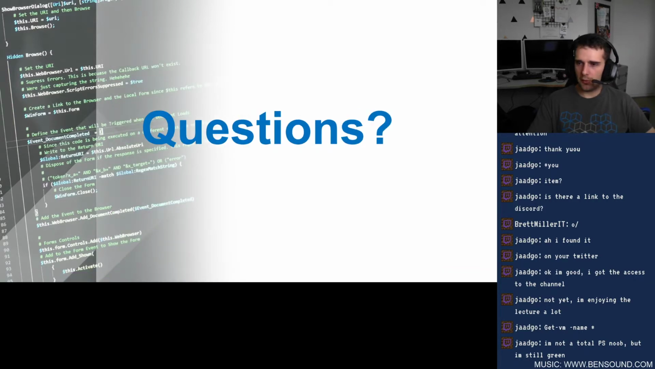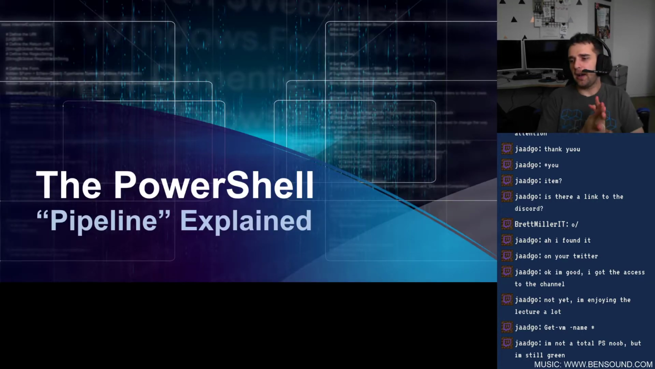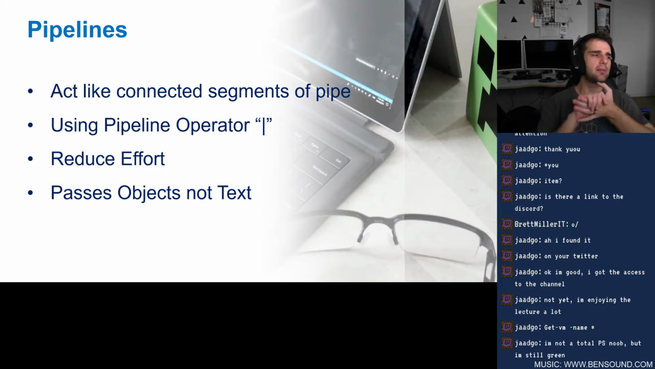Alrighty. Oh, we already asked for questions. Next part, PowerShell pipeline. So what we actually talked about previously, we're going to now talk about the pipeline, which is actually really important. The pipeline is really what makes PowerShell what it is. It's not another scripting language when it's the pipeline. So basically, the pipeline is exactly what it sounds like. It acts like connected segments of pipe.